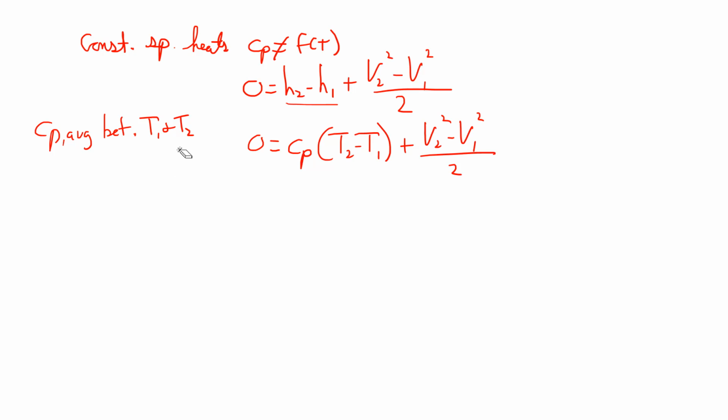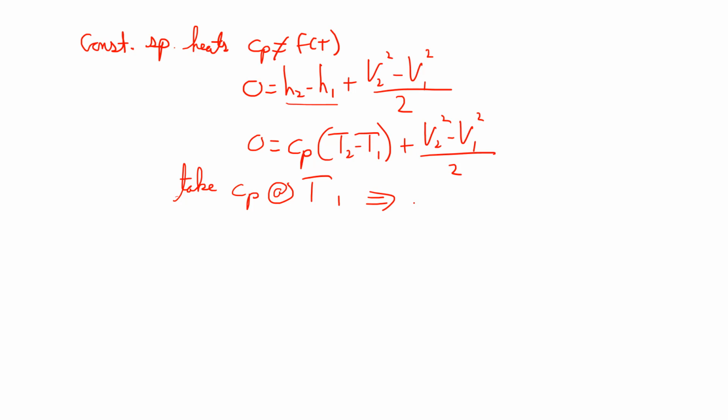I know what T1 is. So what do I do when I'm trying to do average or constant specific heats, and I don't know both temperatures? Well, in this case I'm going to take my Cp at T1. All I know is T1, so I'm going to look up on table A2 the value of Cp corresponding to a temperature of 500 degrees Celsius, because that's the only temperature I have.